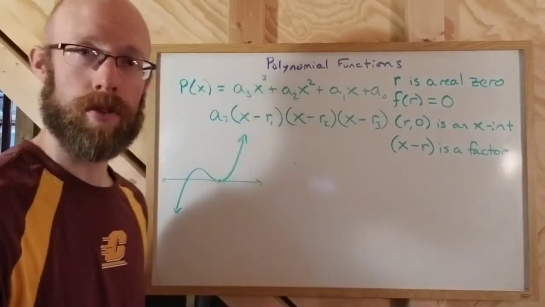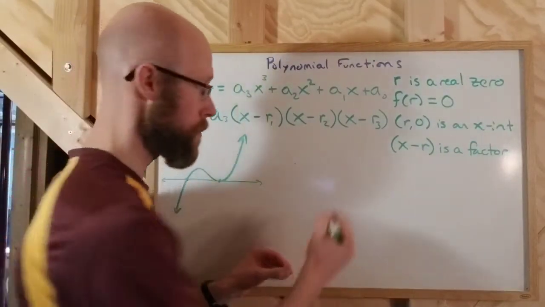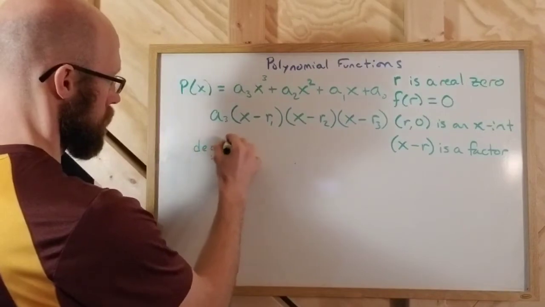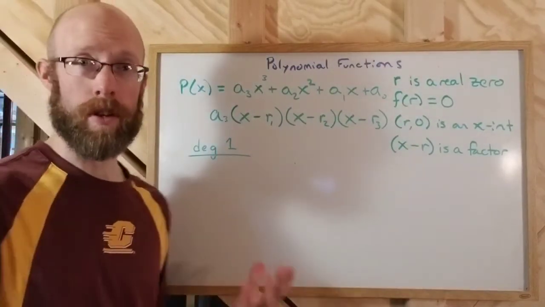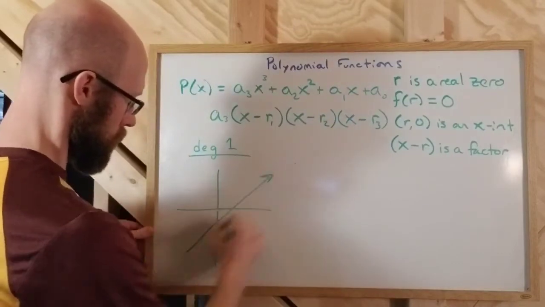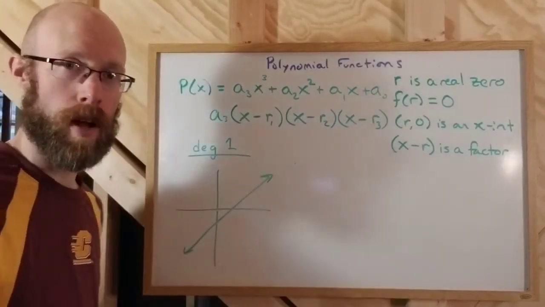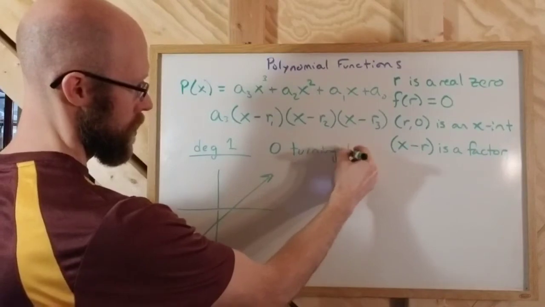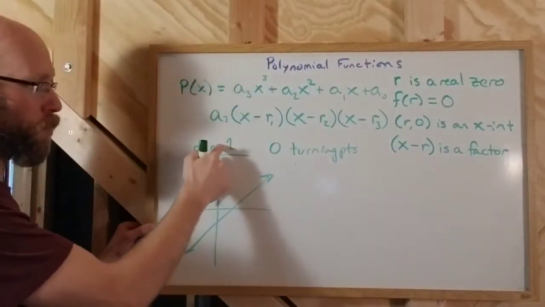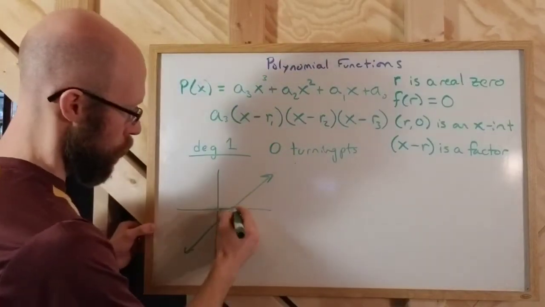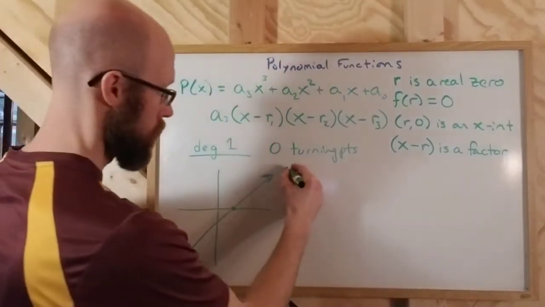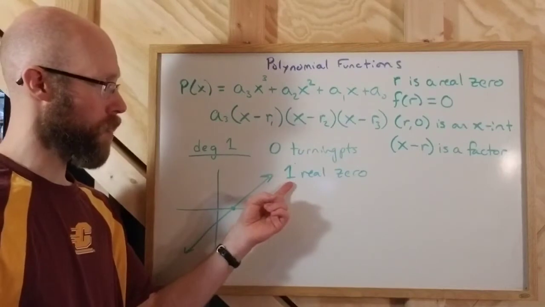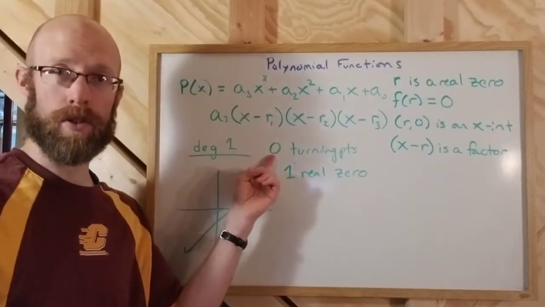And this makes sense too when you think about linear and quadratic polynomials that we've looked at before. If you had a degree 1 or linear, well, a degree 1 has no turning points, right? A linear graph never turns. It never goes up and then turns around, right? So degree 1 has 0 turning points. Right, n minus 1. If 1 is n, then 0 is n minus 1. And it has 1 x-intercept. Okay, so those are all consistent. You can have as many as 1 real 0 and up to 0 turning points.